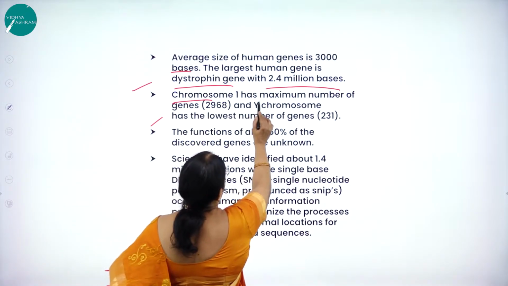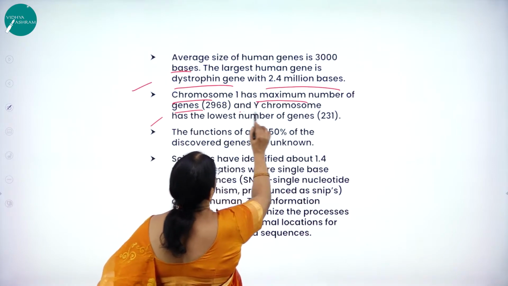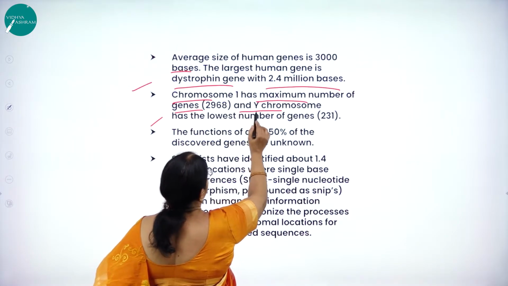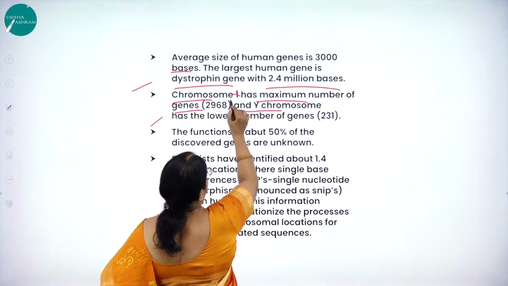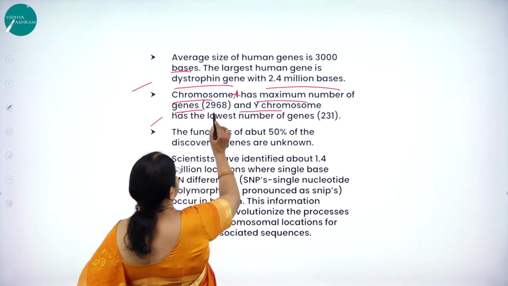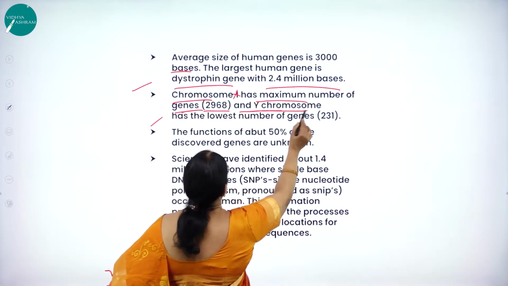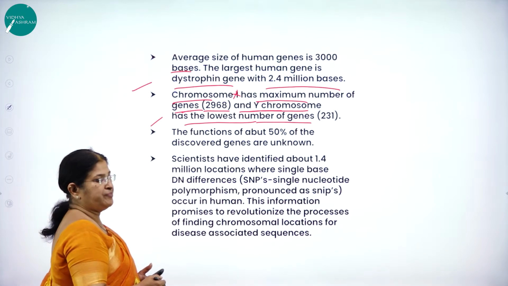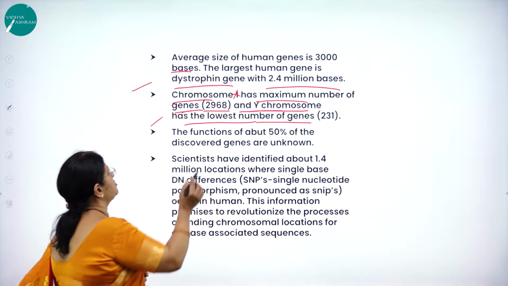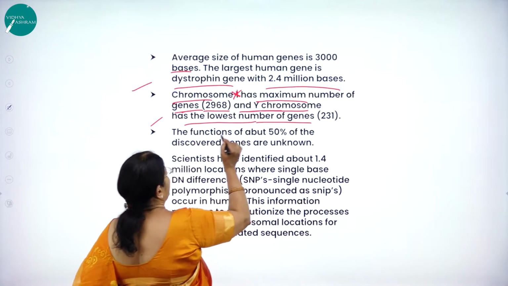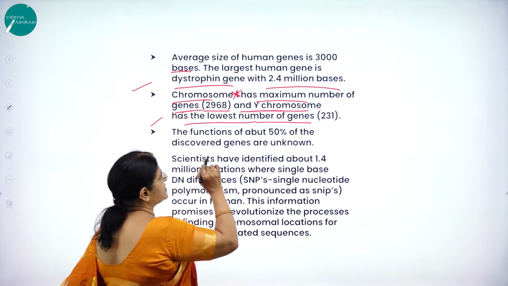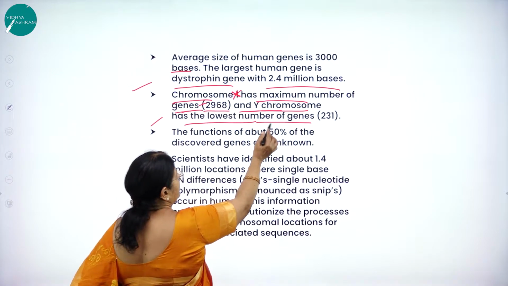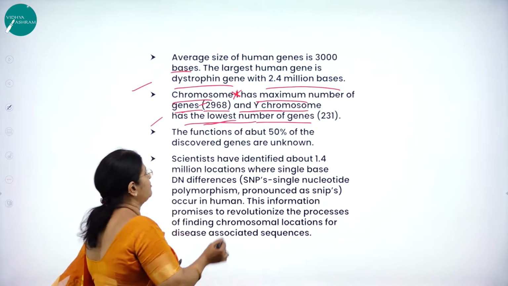Chromosome X has the maximum number of genes, that is 2968, and Y chromosome has the lowest number of genes, that is 231. As you know, there are two types of sex chromosome, X and Y. Chromosome X has the maximum number of genes and Y chromosome has the lowest number of genes.